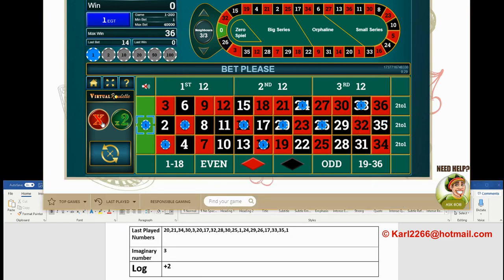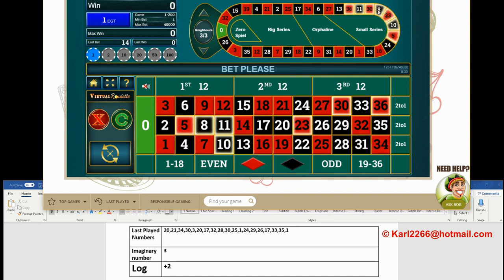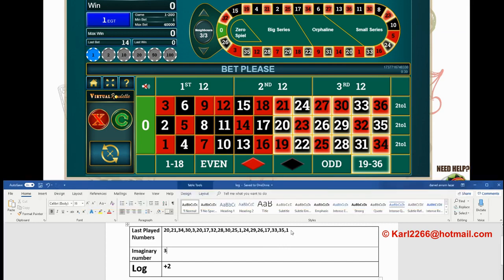So what do we do now when we got number 3 as imaginary number? We have to place bets on 3 and the neighbors and terminal from number 3, which is just one number, 8. But I recommend you to stop when you got number 1 after many numbers with 2 digits. So now we wait. After number 1 we will get number 29.